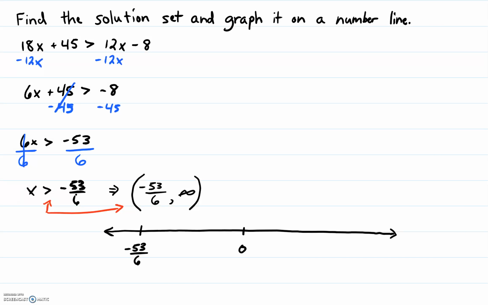We can go ahead and translate that to our graph. At negative 53 over 6, we're going to put a parenthesis. You could also do an open circle. Some textbooks do that. And we're going to shade everything to the right because we want everything bigger than negative 53 over 6. And we'll go ahead and shade the arrow too, just to indicate that it keeps going. But that's it. There's your answer.